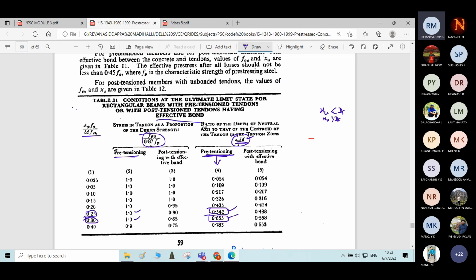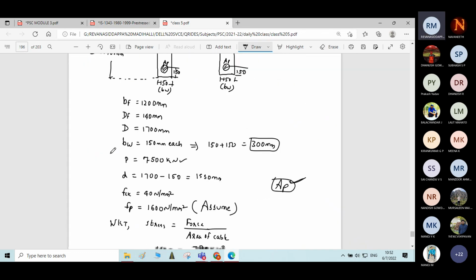Instead of saying with effective bond, he said that grouting is done. Grouting is done is nothing but there is an effective bond between the pre-stressing steel and the surface of the duct. There is a filling of water. There is an effective bond. Okay, you need to refer to this table 11 only. So according to this table 11, we need the ratio APFP by BDFCK, that we'll find now first.